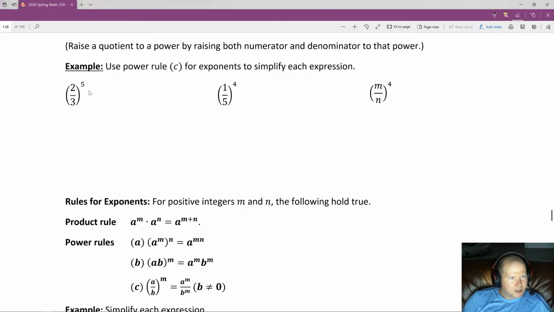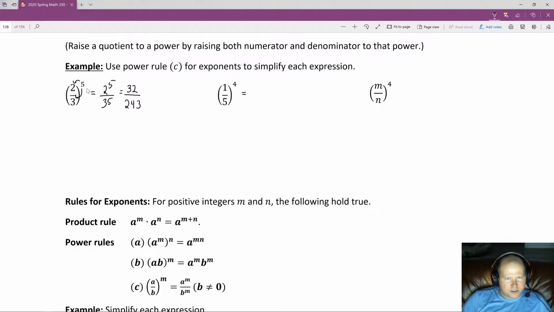And we have 2/3 within parentheses to the 5th power. So effectively we are going to take the 2 and the 3 to that power. So we're going to say 2 to the 5th power and 3 to the 5th power. Now 2 to the 5th power gives you a 32, and 3 to the 5th power gives you 243. And that doesn't simplify.